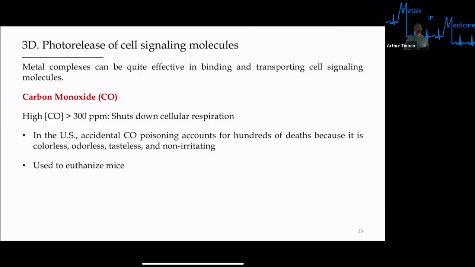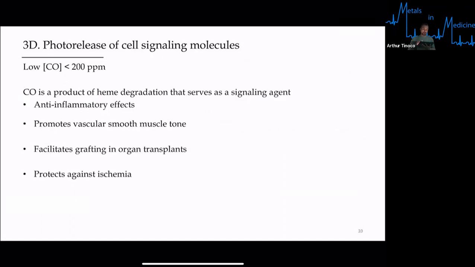All right, but carbon monoxide, depending on its concentration, has different properties. So at high concentration, carbon monoxide is quite poisonous. And so it's one of those silent killers, right? If you breathe it for an extensive amount of time, you will die. What it does at a higher concentration, higher than 300 ppm, is shut down cellular respiration. In the United States, accidental carbon monoxide poisoning accounts for hundreds of deaths because it's colorless, odorless, tasteless, and non-irritating. Actually, it's what's used in the process of euthanizing mice, meaning killing mice in what's considered a humane fashion.